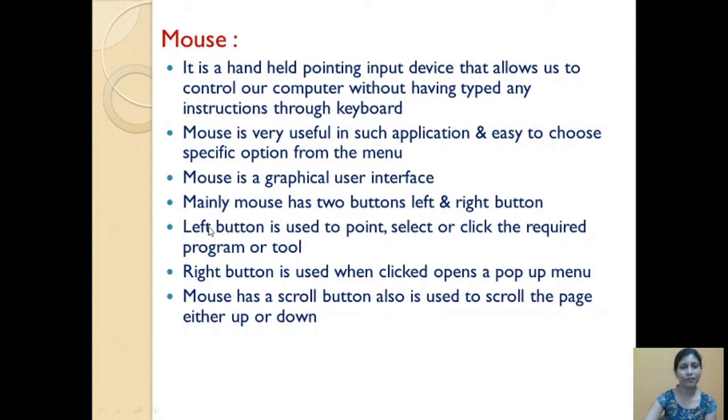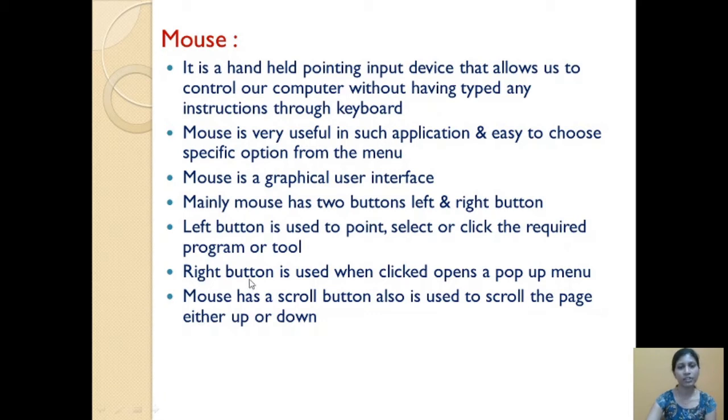See here, left button. What is the use of the left button and what is the use of the right button? Left button is used to point, select or click the required program or tool. If you want to open any particular file or folder, if you want to show any particular image or point at anything, we use the left mouse button for selecting.